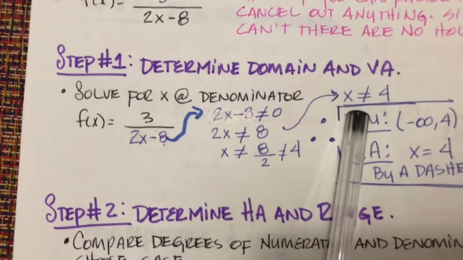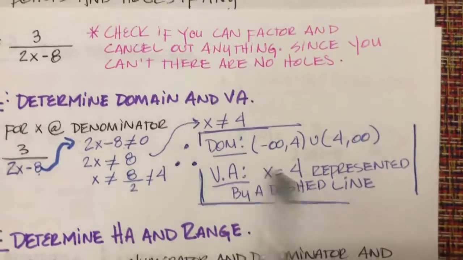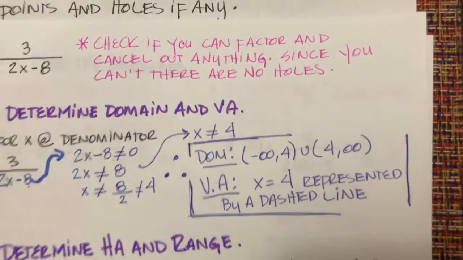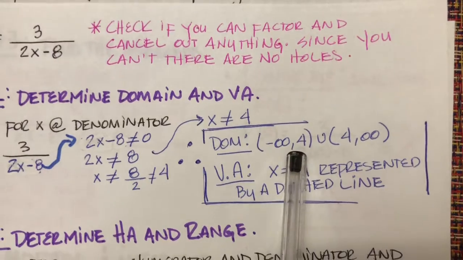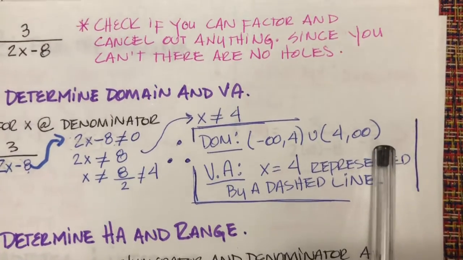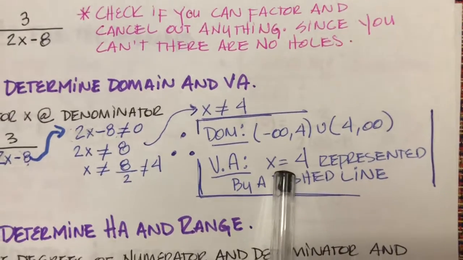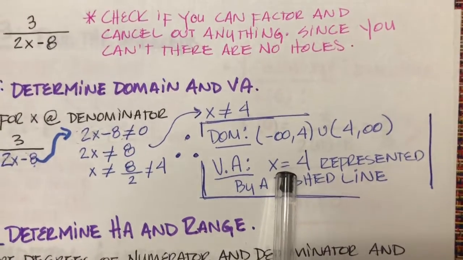Therefore, x has an excluded value of 4 at its domain. So the domain goes from negative infinity to 4, not included, skipping it, union 4 not included, to positive infinity. And the vertical asymptote is a dashed line at x is equal to 4.